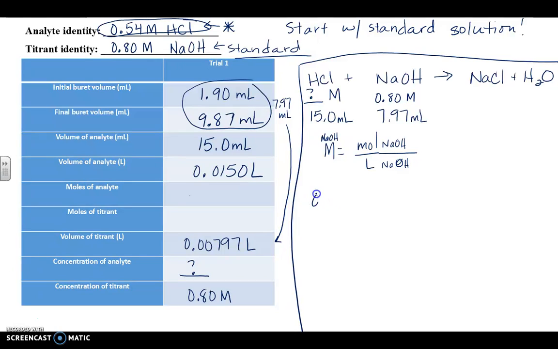All right, so we plug this in. 0.80 M is equal to moles of NaOH over our liters, 0.00797 liters. Okay, now we solve for moles, and when we solve for moles, we end up with 0.00797 times 0.80 gives me 0.006376 moles of NaOH.